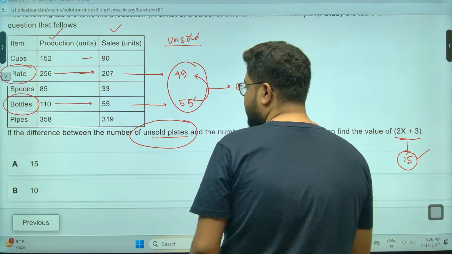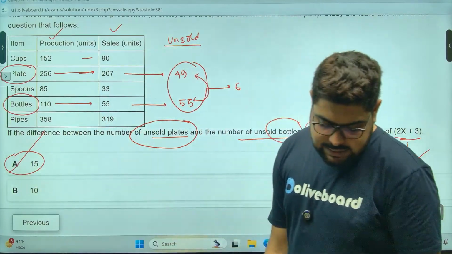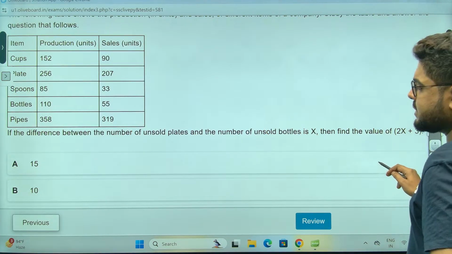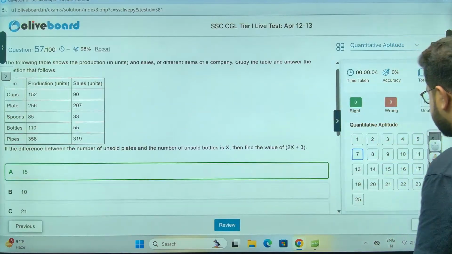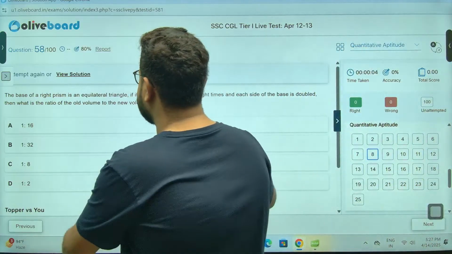They are asking us about that. Option A, 15, is your correct answer. Yes, Reena, Artis, Sumer, you are all correct. Absolutely correct. Very, very simple question. 15 is the correct answer. Now, next one.